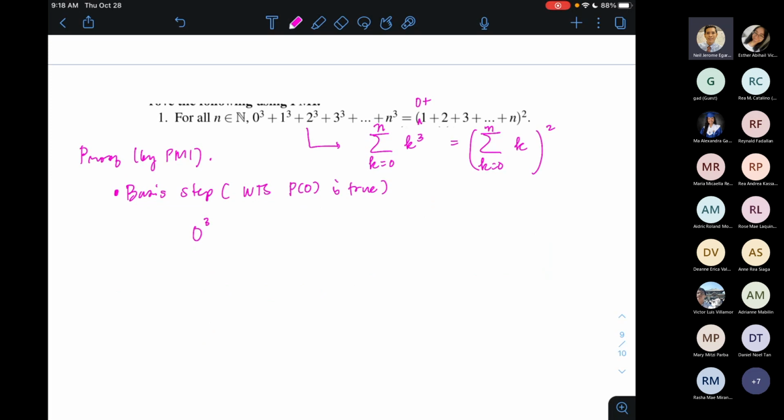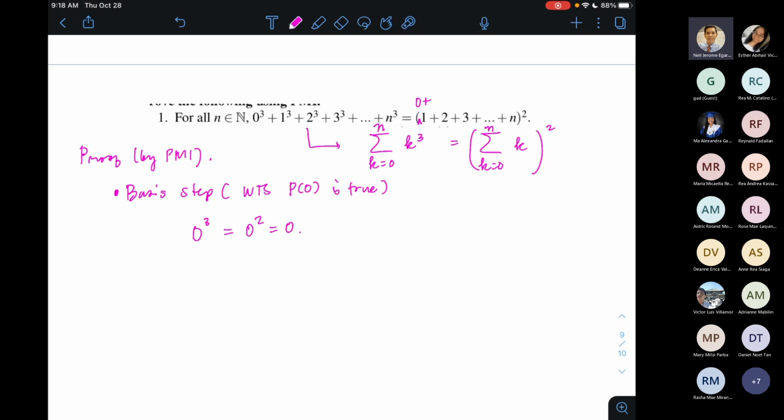Pero yung right-hand side is just the summation starting from 0 until n, tapos i-square natin yung sagot. But if we use n equals 0, so simula kay 0 hanggang kay 0, i-square natin, yun ay equal pa rin kay 0. Okay? So ibig sabihin, si 0 cube ay equal kay 0 squared equals kay 0. So therefore, the statement is true when n is equal to 0.